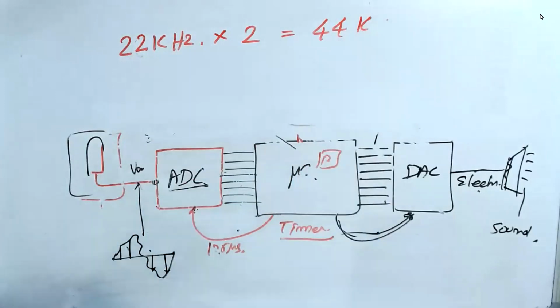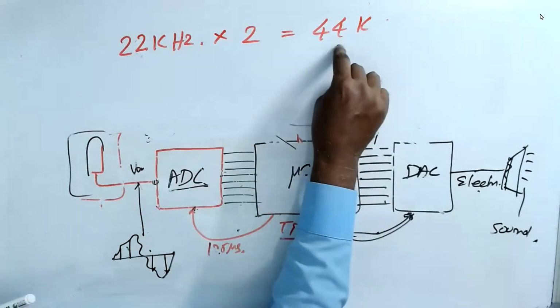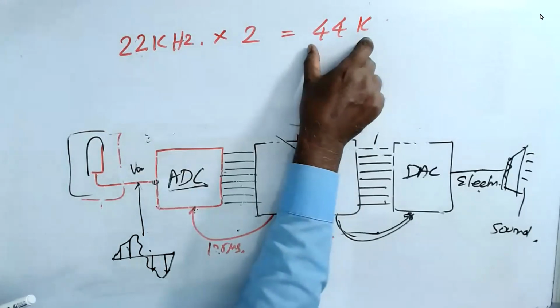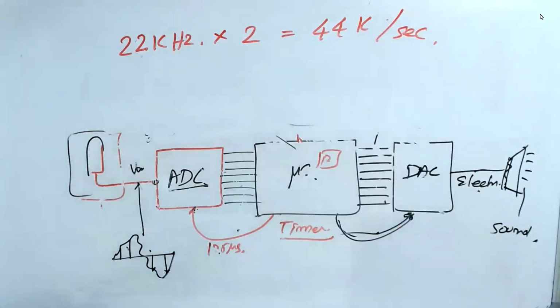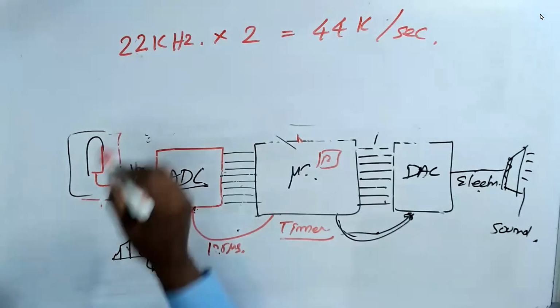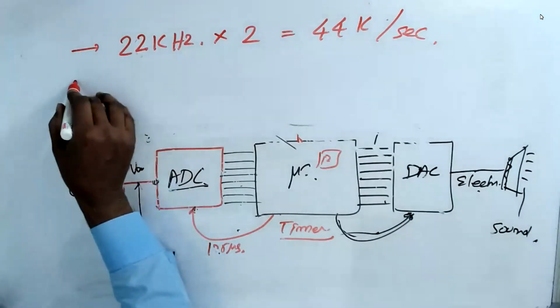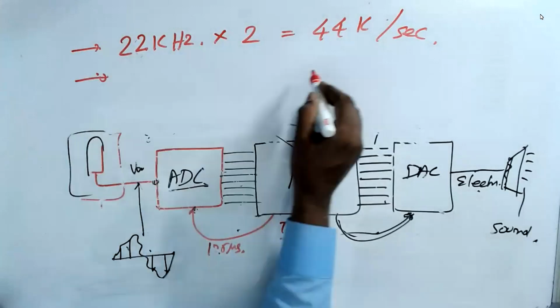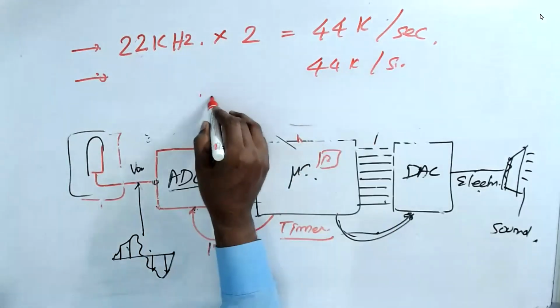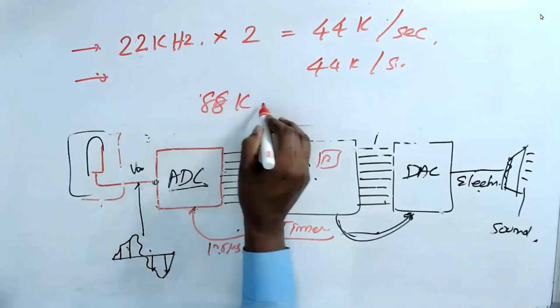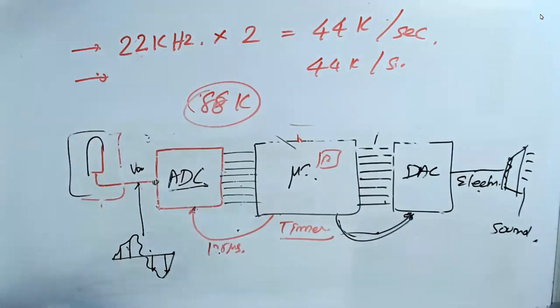samples. That means, think of it, 44K numbers per second. This is for one voice. In stereo, there are 2 channels, so 44K plus 44K per second. For 1 second, you get 88K. You have to store 88 kilobytes per second. Think of it.